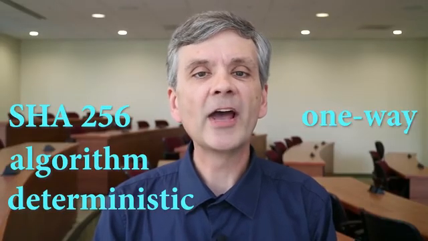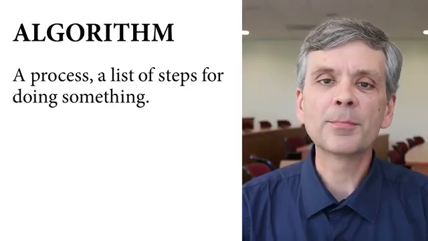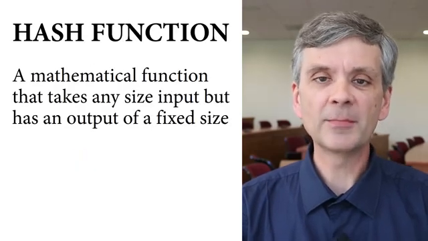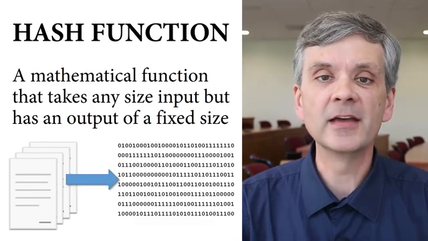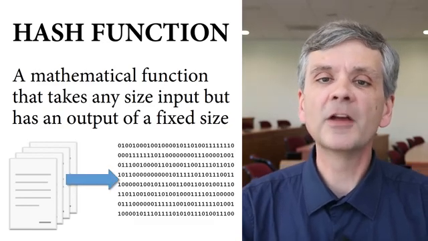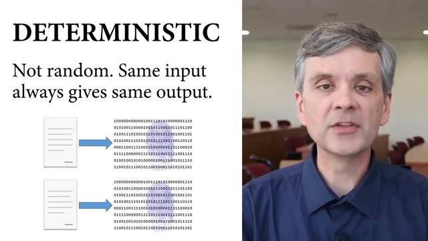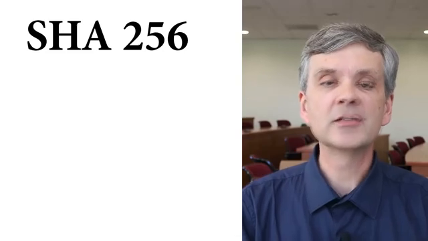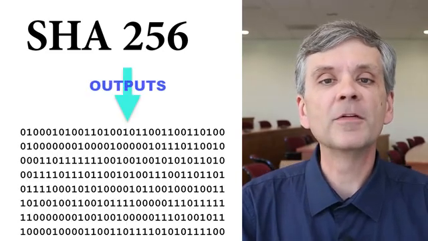The SHA-256 algorithm is a deterministic one-way hash function. Now, what in the world do those words even mean? An algorithm is just a process or a list of steps for doing something. A hash function is a mathematical function that takes any size of input but has an output of a fixed size. You can think of it as a digital fingerprint for the file. It's deterministic, which means whenever you start with the same input, you always get the same output.